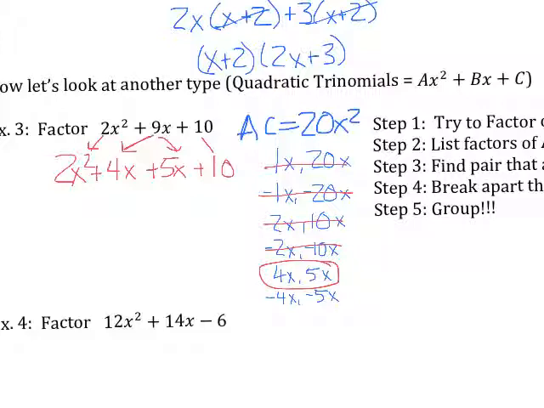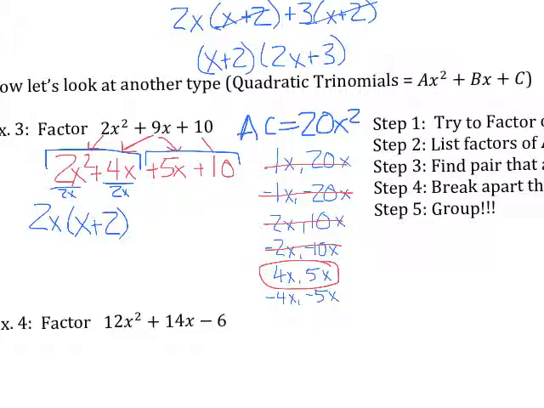Okay, so I have 4 terms here. Now I can group just like we've done in the past. None of the rest of this is new. Once I break it into 4 terms, then I'm factoring by grouping. So the GCF out of the first two would be 2x. And if I divide 2x out of both of those, I'm left with x plus 2.